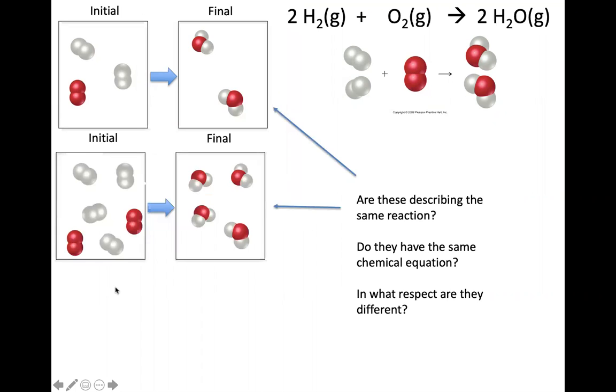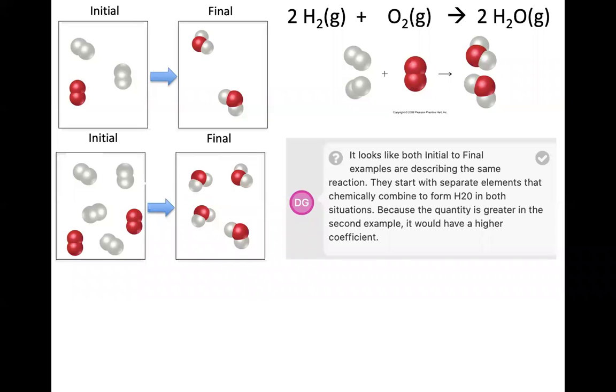Now, this question right here I found was very insightful for me based on how you were seeing it. I asked, are these 2 describing the same chemical reaction? Would they have the same chemical equation? In which ways are they similar or different? There's a pretty clear consensus with this particular view. It says it looks like both the initial to final are describing the same reaction. They start with separate elements that chemically combine to form H2O in both situations. I like that. Because the quantity is greater in the second example, it would have a higher coefficient.